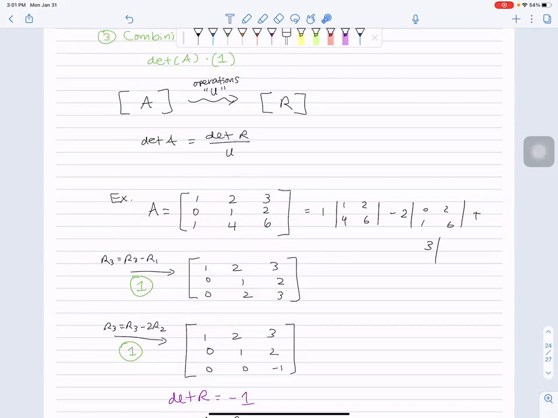Well, if you just have a 2 by 2 matrix, don't row reduce. But yeah, I think row reducing usually is easier.